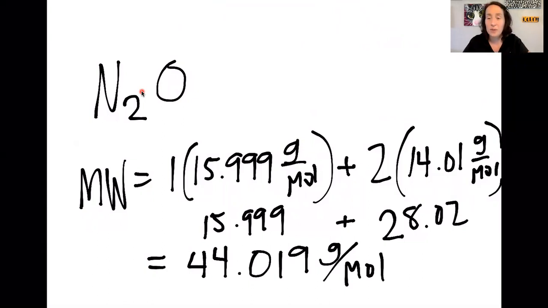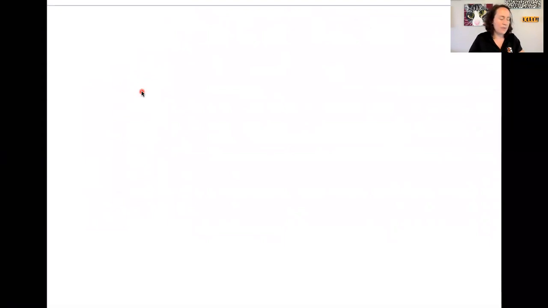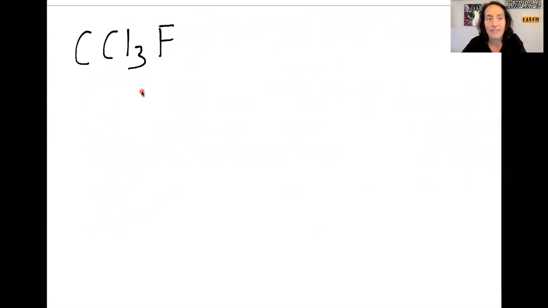All right, let's work one more example. I'm going to turn down the thickness of my pen a little bit. Last example, let's look at Freon 11, which is CCl3F, also known as Freon 11. So what is the molecular weight or the molar mass of this compound? So notice off the bat, we have 3 different types of atoms. We have carbon, chlorine, and fluorine. We have 3 chlorines, 1 carbon, and 1 fluorine.